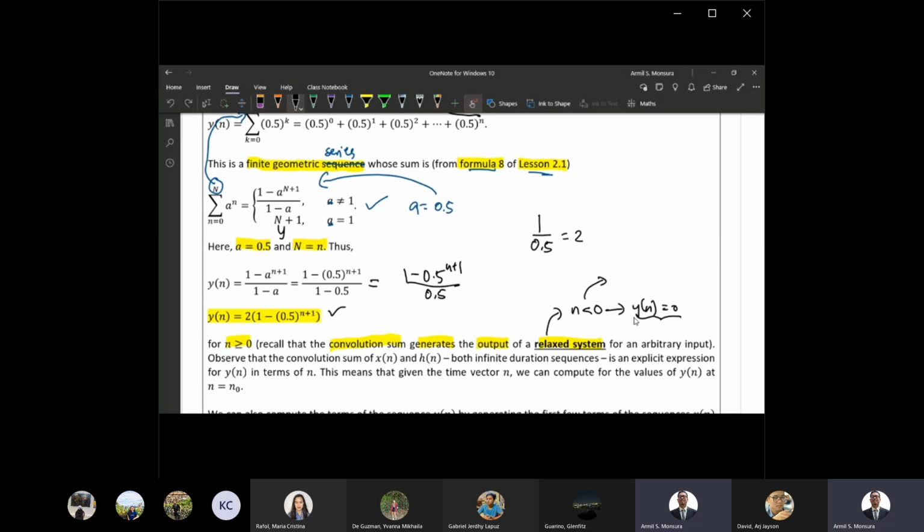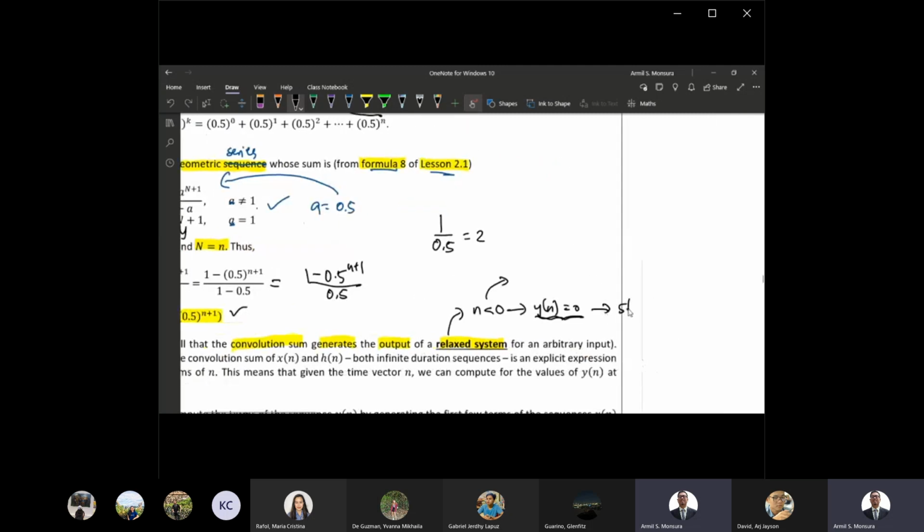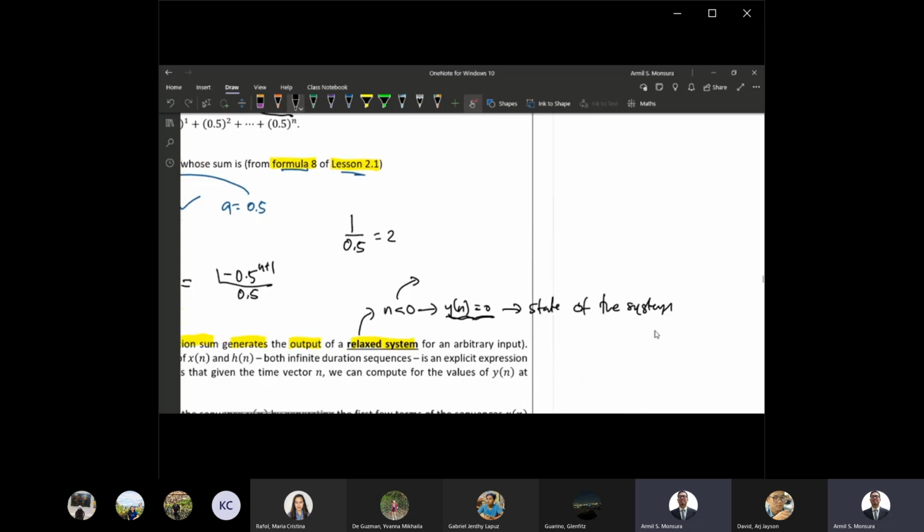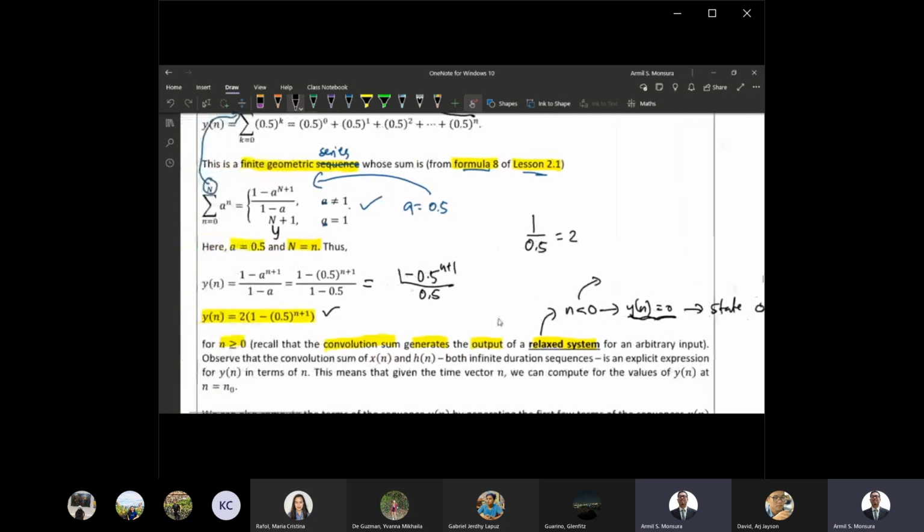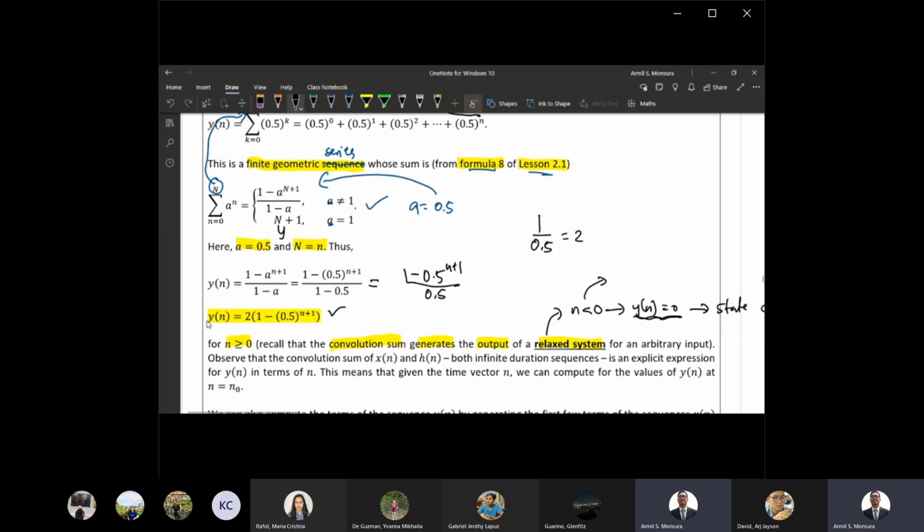the values of the output sequence when the indices are negative is considered to be the state of the system. Okay? So yun yung parang pinaglalagay ng state ng system. And in this case, since relaxed nga yung system natin, we will now observe na dapat yung state of the system natin should be 0. Wala dapat naka-store na values dyan. So therefore, itong output sequence na to applies at this interval.